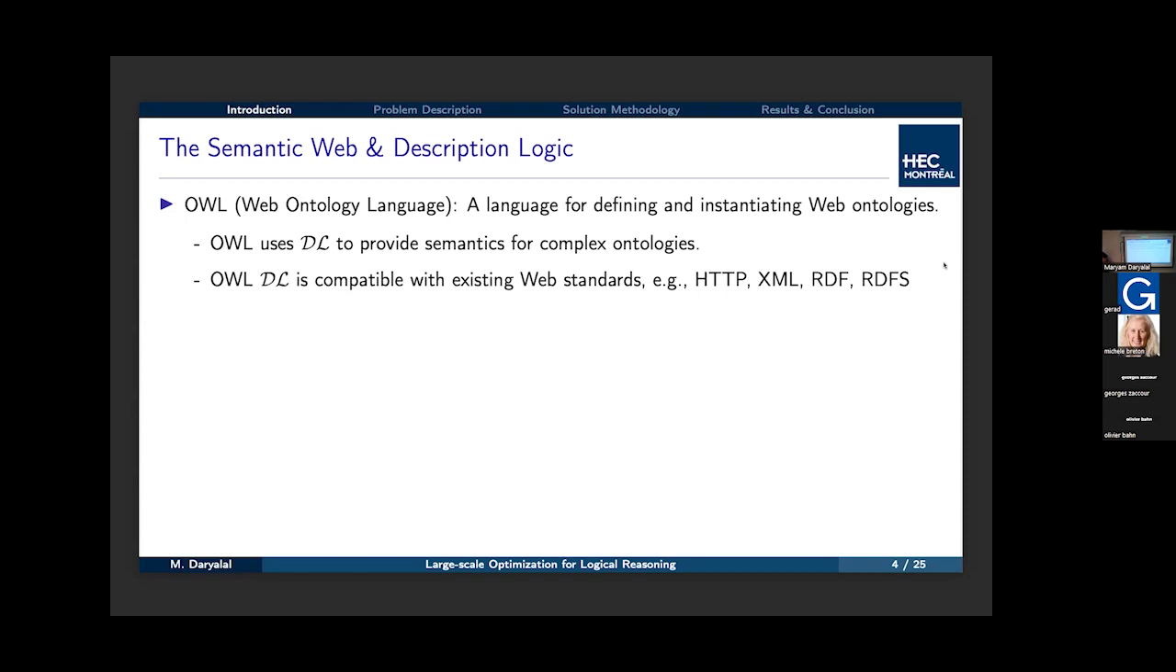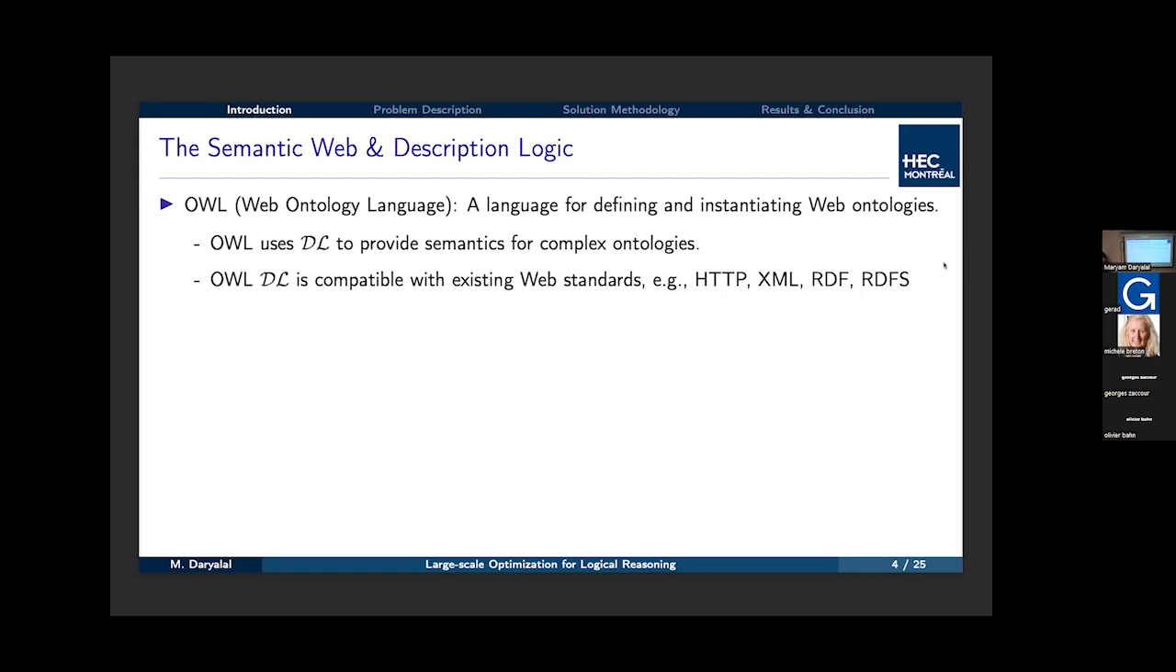Some of them support some semantics, some of them don't. Some of them support some axioms, some of them don't. And you'll see some very small toy examples. But the good thing is all of these new languages are compatible with what we already have on the internet. They are compatible with HTTP, with XML, with HTML, so whatever protocols and languages we already have on the internet, they are compatible with OWL.